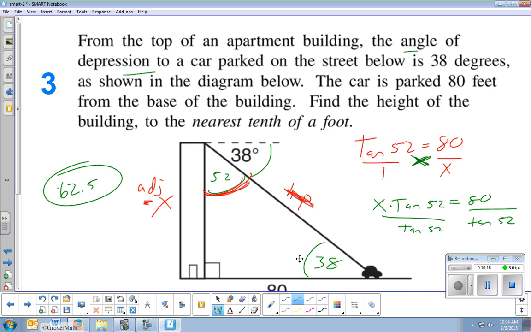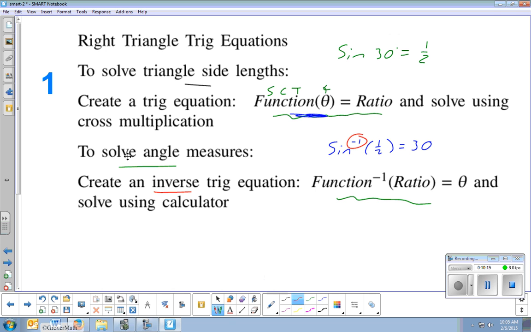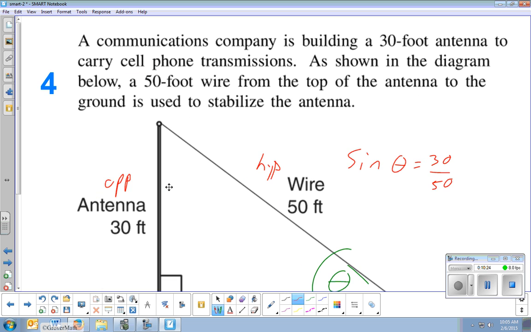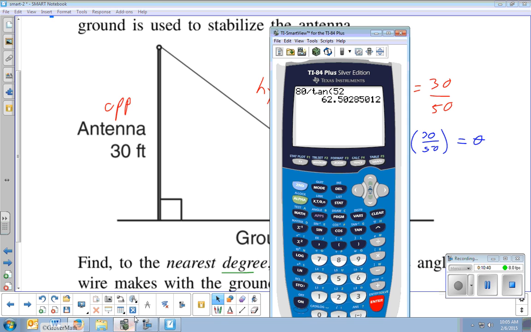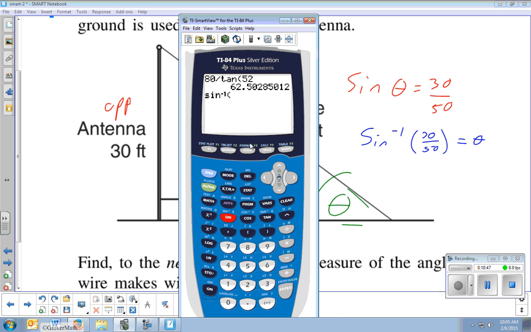And what we do here, what we see from the notes in the beginning, is to solve for angles, you have to do this inverse trig function stuff. So that's where that comes from. So I need to alter this equation. Instead of being sine, I need it to be inverse sine ratio. So inverse sine 30 over 50 equals theta. And to get inverse sine in my calculator, instead of hitting sine, I have to hit second, then sine. And I see the little -1 there. It tells me I'm doing inverse sine. And I simply type in 30 divided by 50.